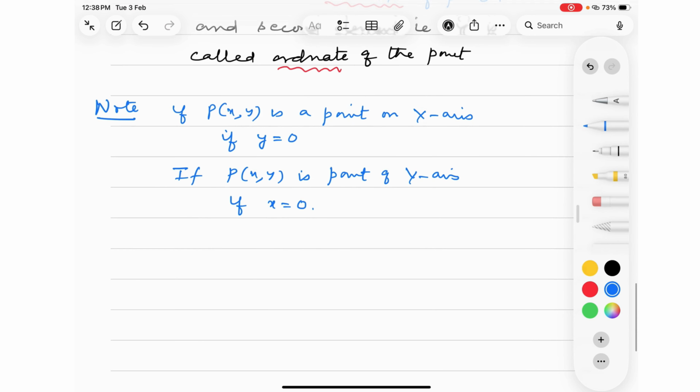Now, let us try to define all the 6 trigonometric ratios. So the next point, the third point, is trigonometric ratios of a general angle.